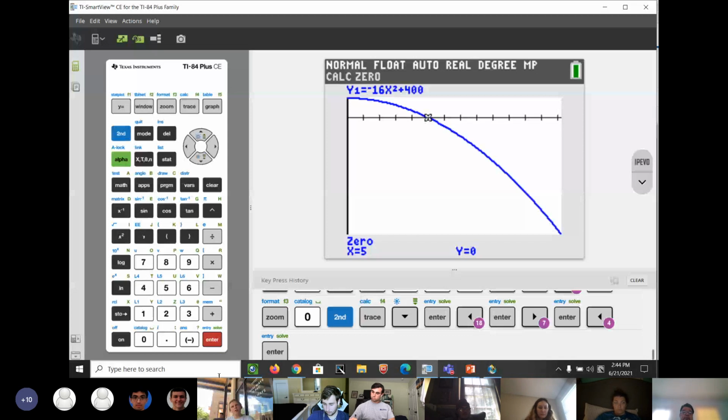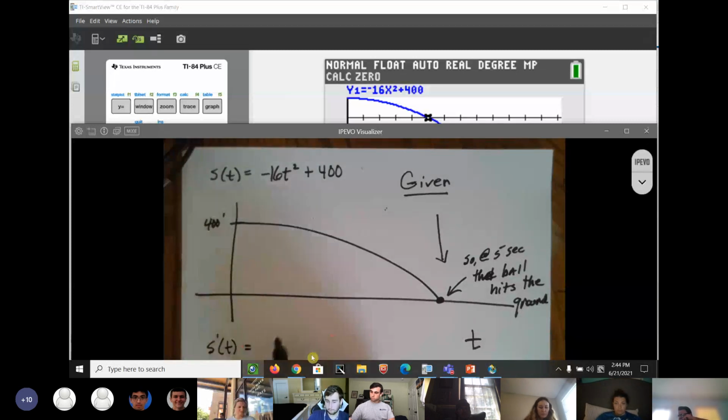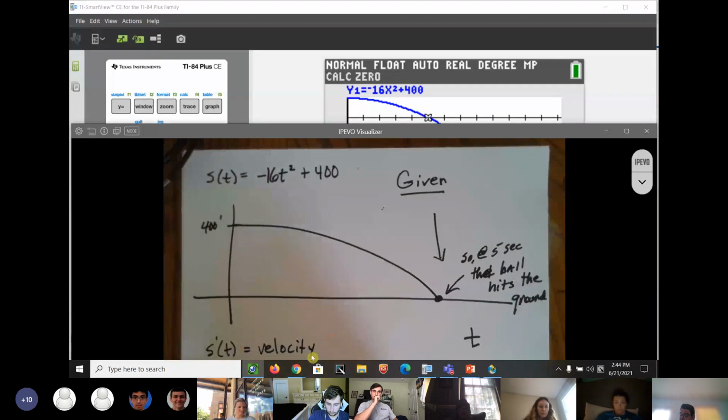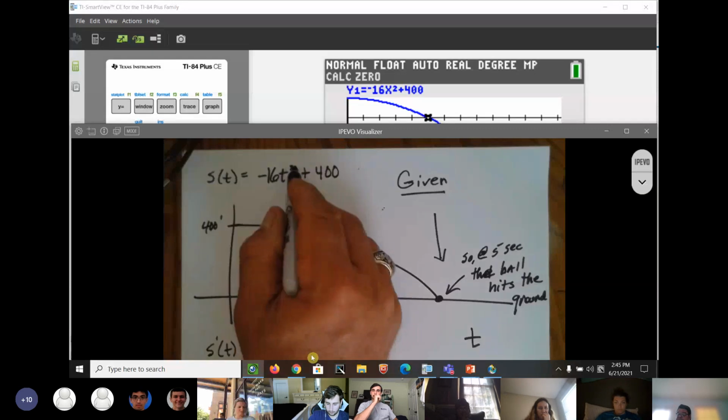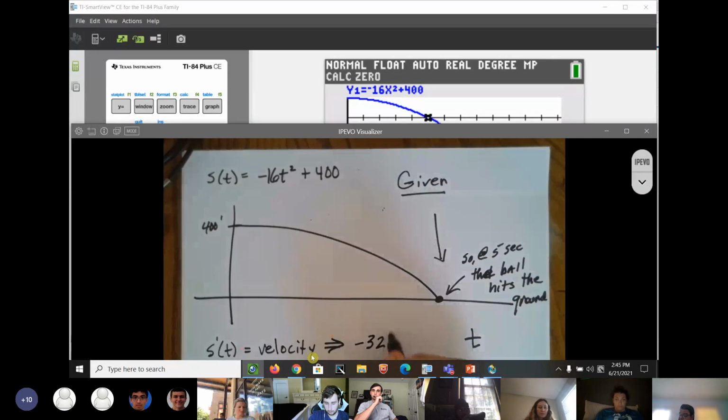Well, on this thing, S prime of t would equal your velocity and your S double prime of t would be your acceleration. So derivative, that'd be negative 32t, and negative 32.